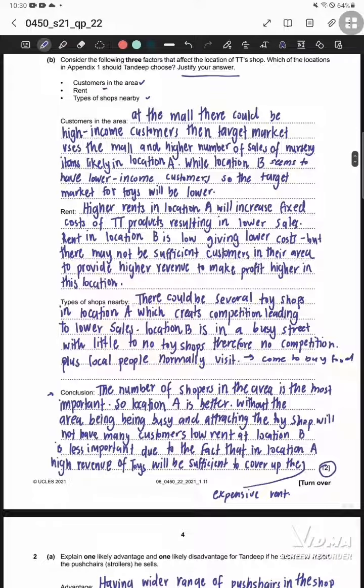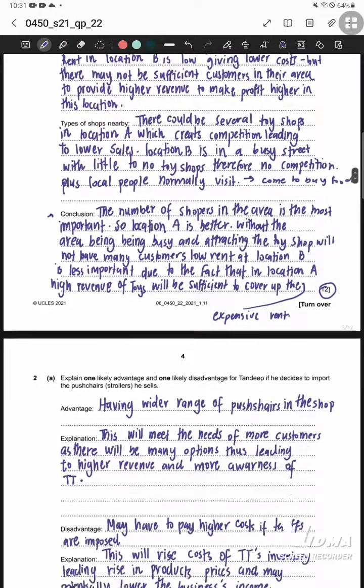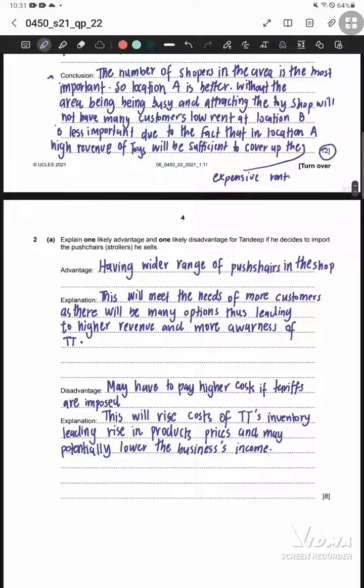Okay, that's it for question number 1. Let us go to question number 2. A. Okay, this should be pretty easy. Explain one likely advantage and one likely disadvantage for Tandeep if he decides to import the pushchair strollers he sells.